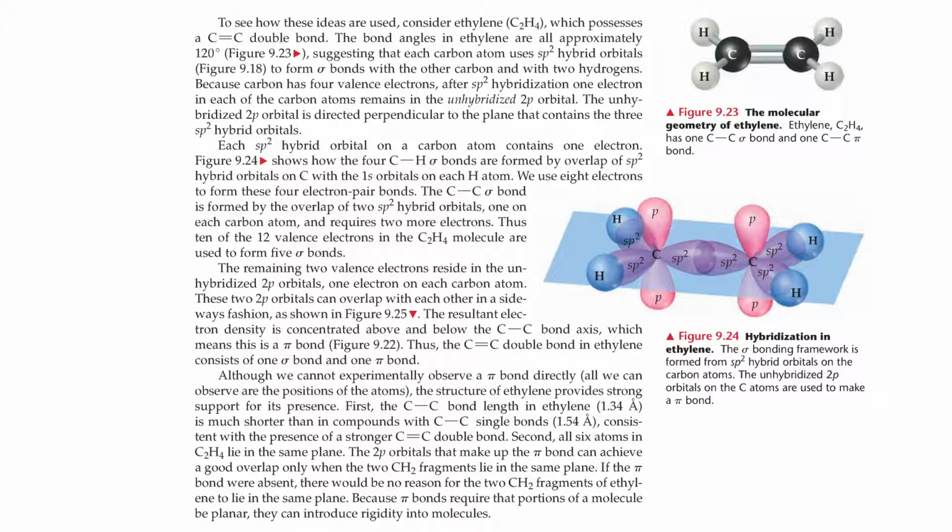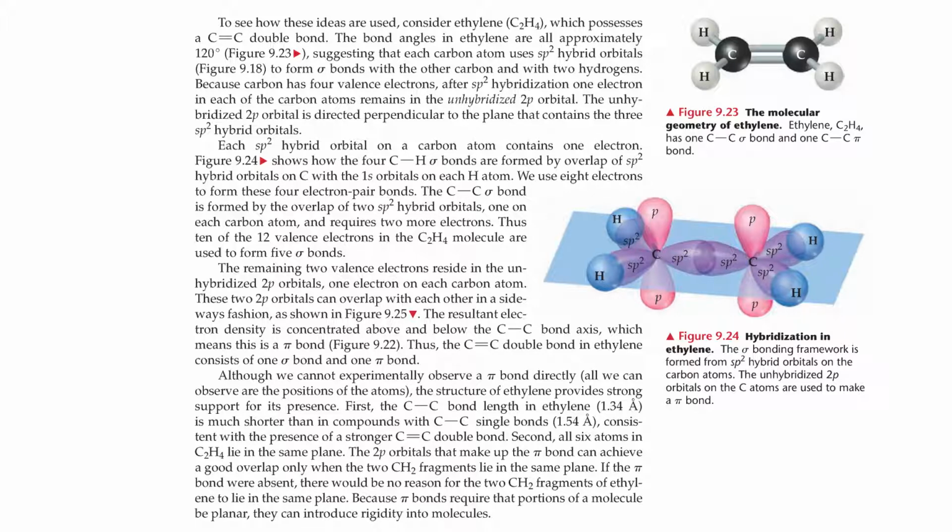Figure 9.24 shows how the 4 carbon-hydrogen sigma bonds are formed by overlap of the sp2 hybrid orbitals on carbon with the 1s orbital of each hydrogen atom. We use 8 electrons to form these 4 electron pair bonds. The carbon-carbon sigma bond is formed by the overlap of 2 sp2 hybrid orbitals, 1 on each carbon atom, and requires 2 more electrons. Thus, 10 of the 12 valence electrons in the ethylene molecule are used to form 5 sigma bonds. The remaining 2 valence electrons reside in the unhybridized 2p orbitals, 1 electron in each carbon atom.